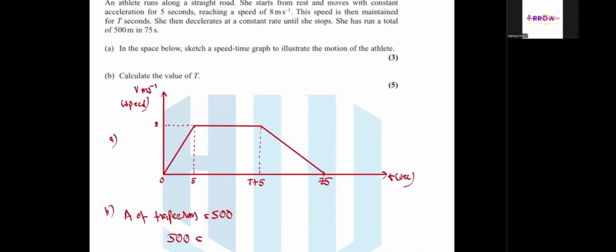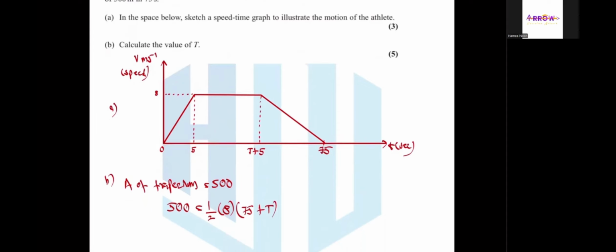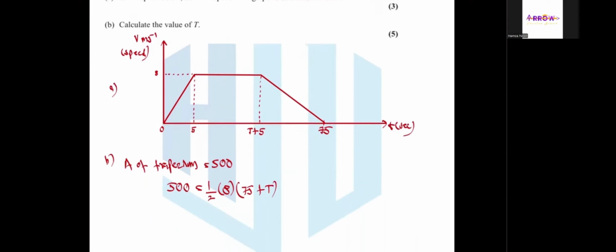So 500 is equal to half multiplied by height multiplied by the sum of parallel sides. Height is the perpendicular distance between the two parallel sides, so height is 8. One parallel side is 75 and the other parallel side is t. So just find the value of t.